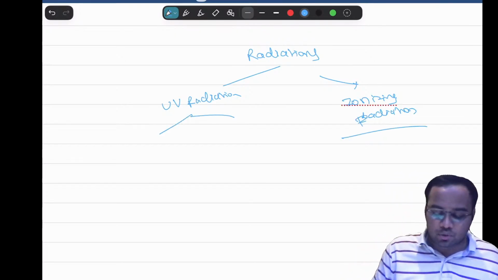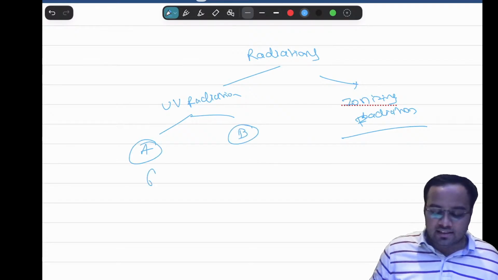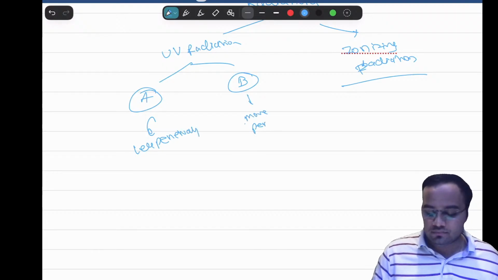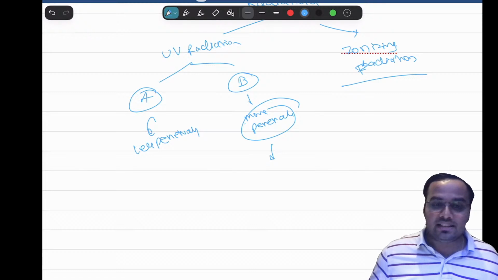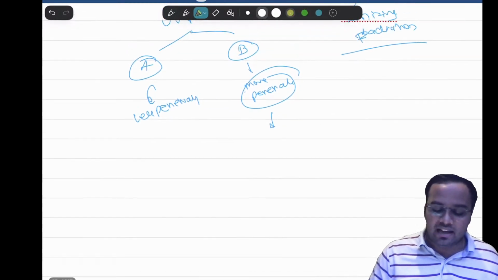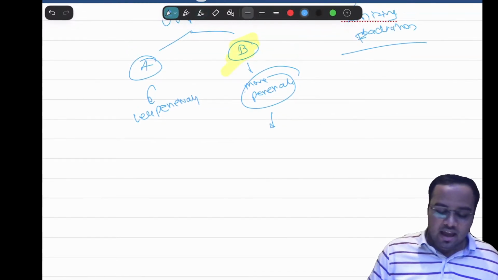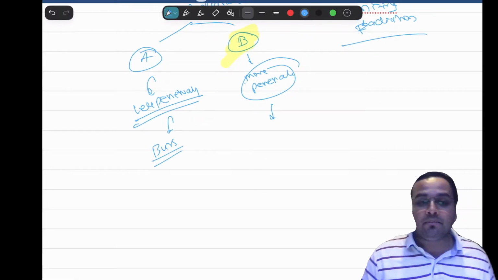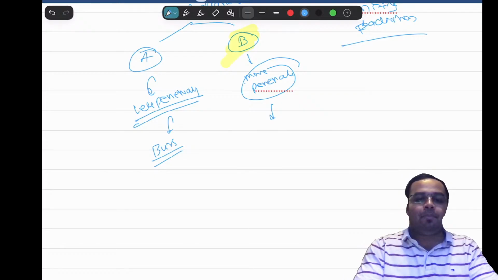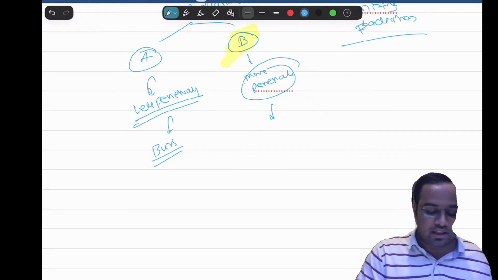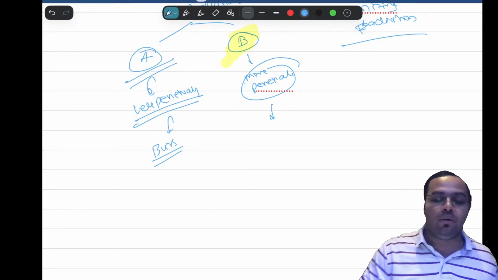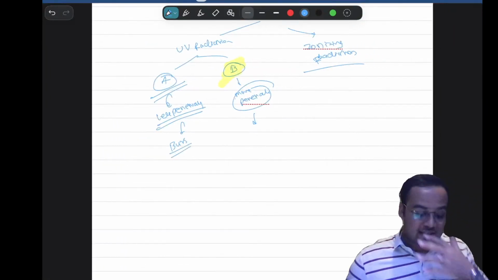So there are two radiations, UVA and UVB. UVA is less penetrating, and UVB is more penetrating. So most of the malignancies are associated with UVB exposure. The skin malignancies are associated with UVB exposure, and as UVA is less penetrating, it is going to cause burns, so superficial burns. Many times you see that if you are going into the heat, the superficial part of the skin feels burnt. That is because of the UVA radiation, and UVB penetrates more. UVB is also going to cause cancer.